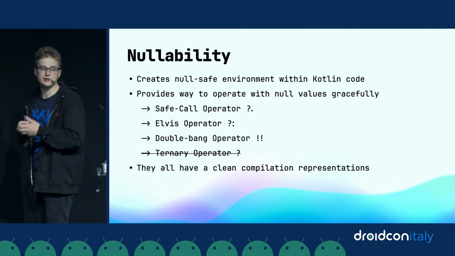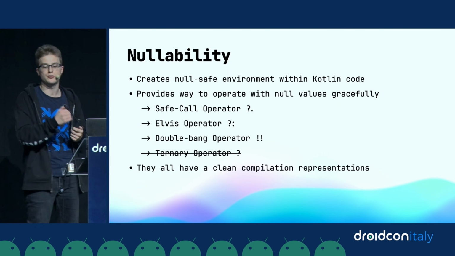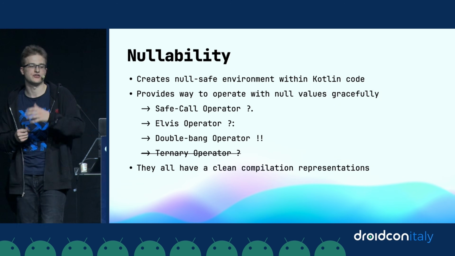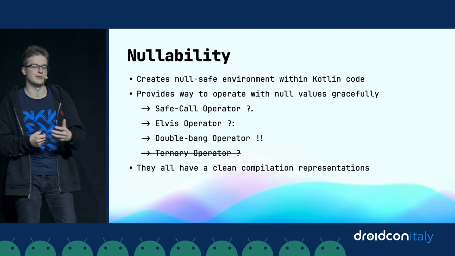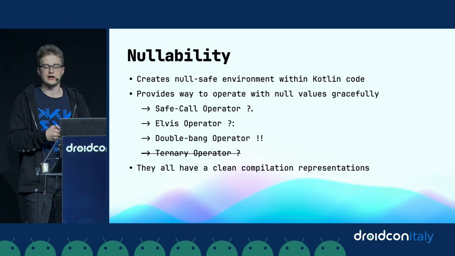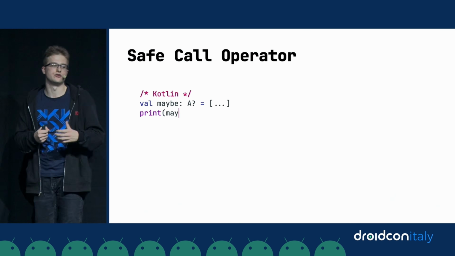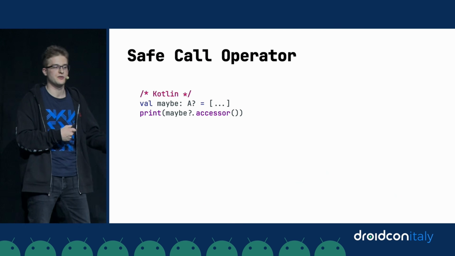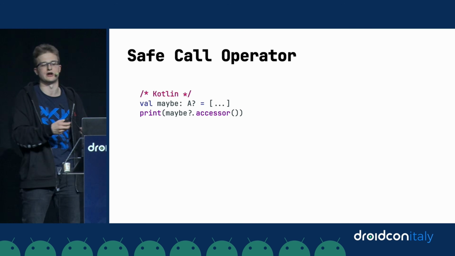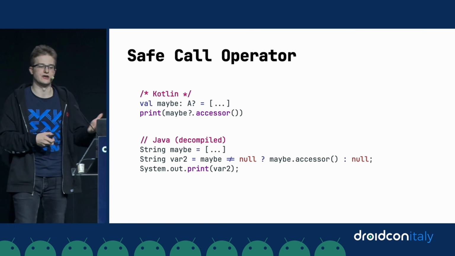Nullability creates a safe environment, and Kotlin provides a few operators that you can use to work with it. We have the safe call, Elvis, and the double bang, which are designed explicitly to handle those kinds of scenarios. And we're going to look at how they get compiled. The safe call operator allows you to make a call conditionally. If a value is not null, it makes the call. If not, nothing happens.